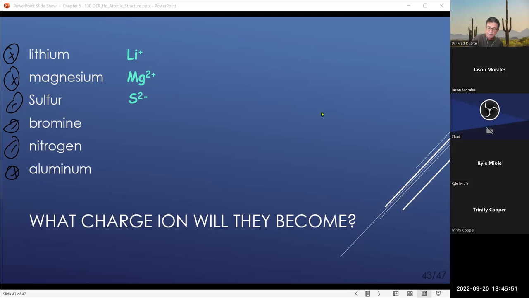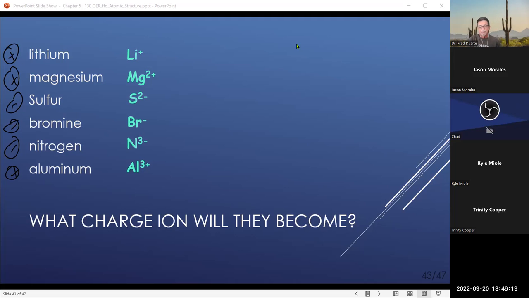Bromine is in group 7, just needs 1 electron, so now has a net of -1 charge. Nitrogen, we talked about that one, is in group 5 and will pick up 3 electrons. It's a non-metal, so it ends up with a -3 charge. And then aluminum is a metal, so it will have a plus charge, and it's in group 3A, so it would lose 3 electrons. Okay.